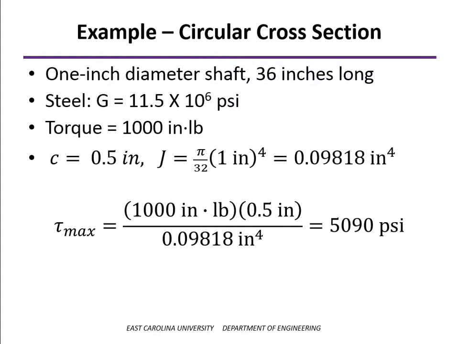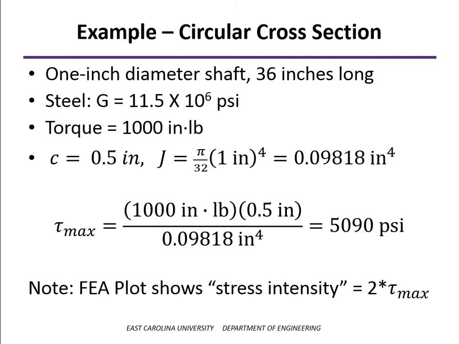We're going to look at the finite element model of this, and just one note here: what the FEA plot shows is not actually the shear stress, but 2 times the shear stress. The reason for that is when we talk later about ductile failure criteria, it turns out you can compare with the maximum shear stress criterion, you can compare the yield strength of the material to 2 times the maximum shear stress.